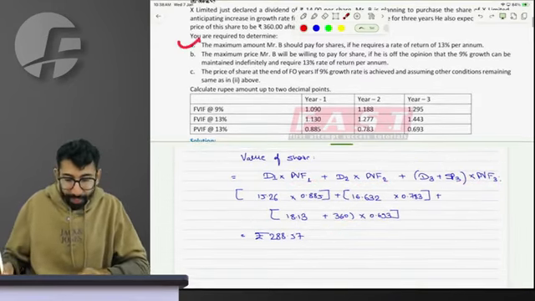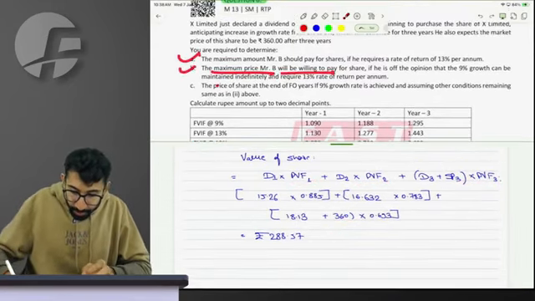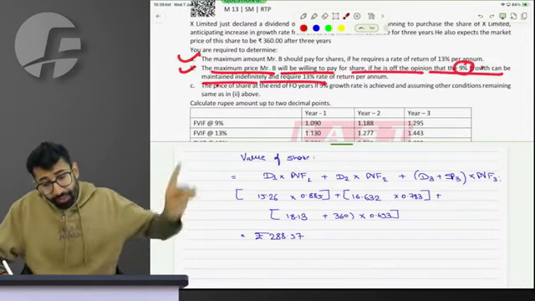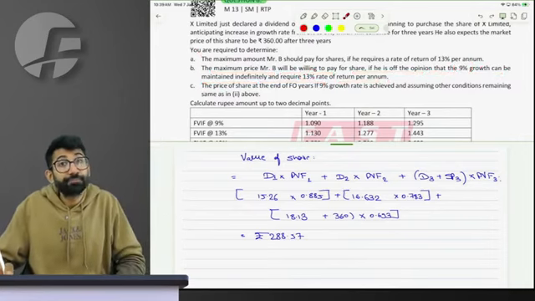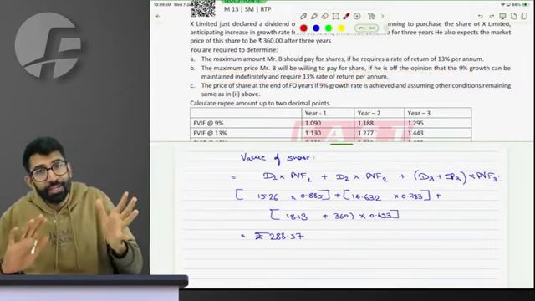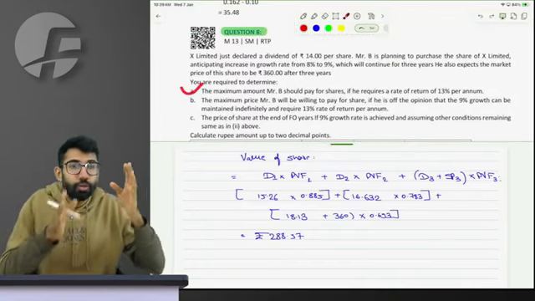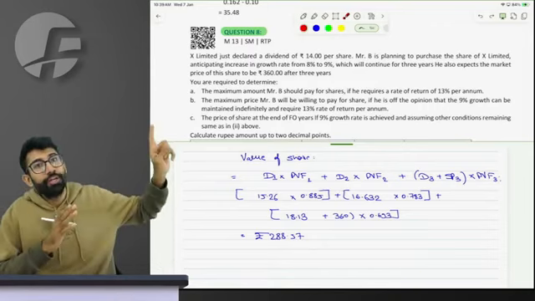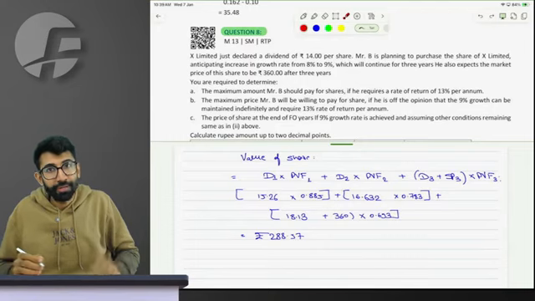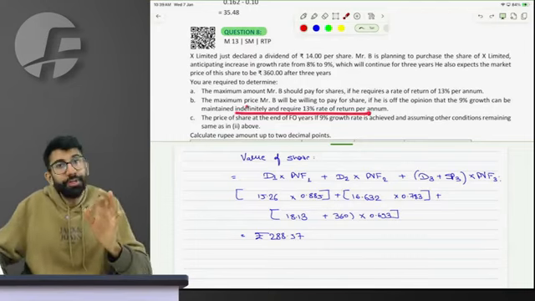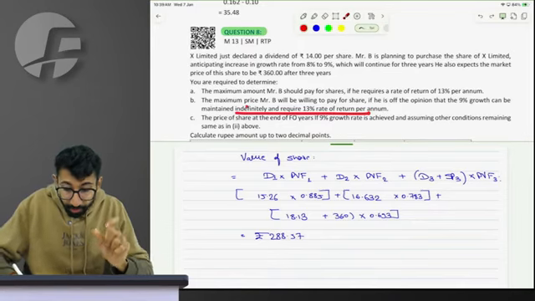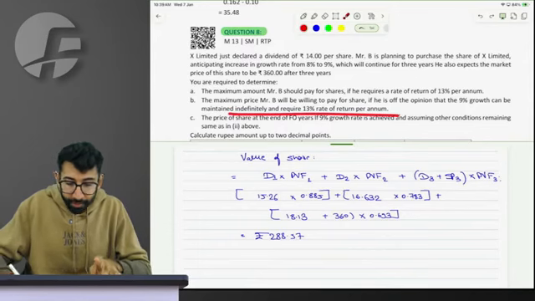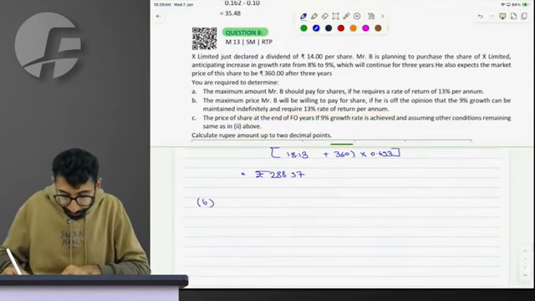First part gets done. Second part: the maximum price Mr. B is willing to pay for the share if he is of the opinion that 9% growth can be maintained indefinitely and he requires a 13% rate of return. Sir, the category of question has changed. In the first part, the question belongs to the category of definite holding period, but now it has become an indefinite, which means infinite, holding period. If I have an infinite holding period, I'll have to apply Gordon's model, the dividend discount model. And in the dividend discount model, with the growth rate being there, the most appropriate formula is Gordon's model.